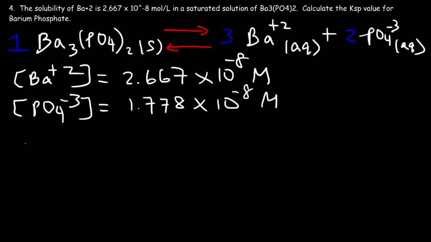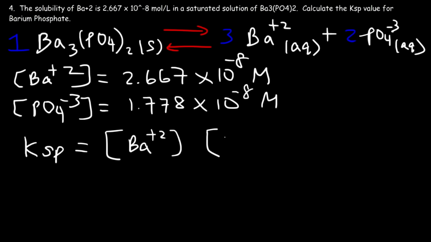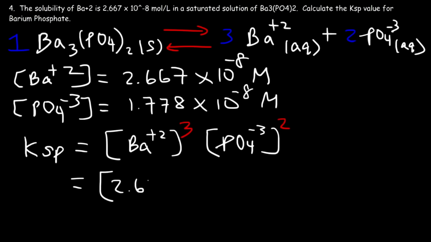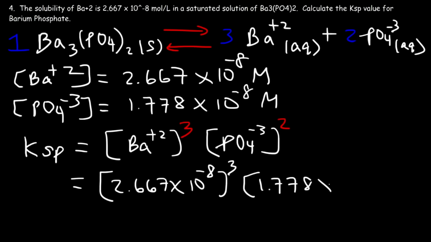Now, let's calculate the KSP. So let's write the equilibrium expression. It's going to equal the barium plus 2 concentration times the phosphate concentration. And we need to raise this to the third power and the phosphate concentration to the second power. So it's going to be 2.667 times 10 to the minus 8 raised to the third power, and then 1.778 times 10 to the minus 8 raised to the second power.